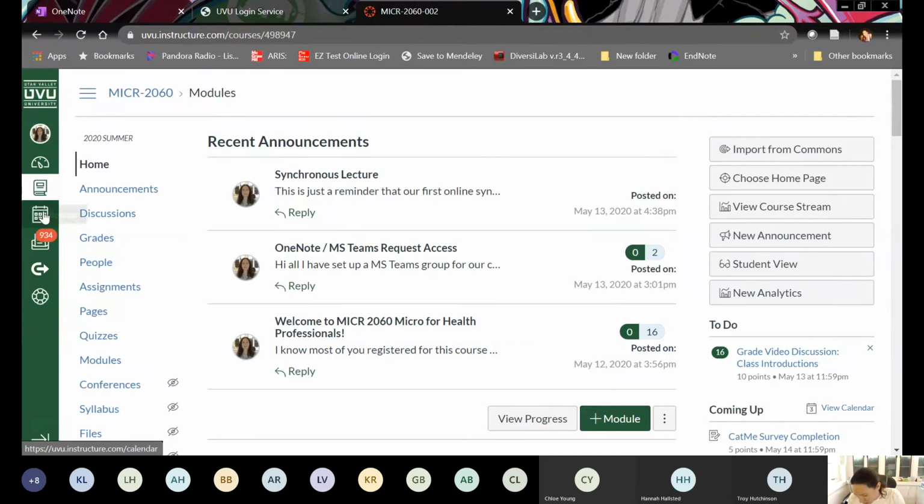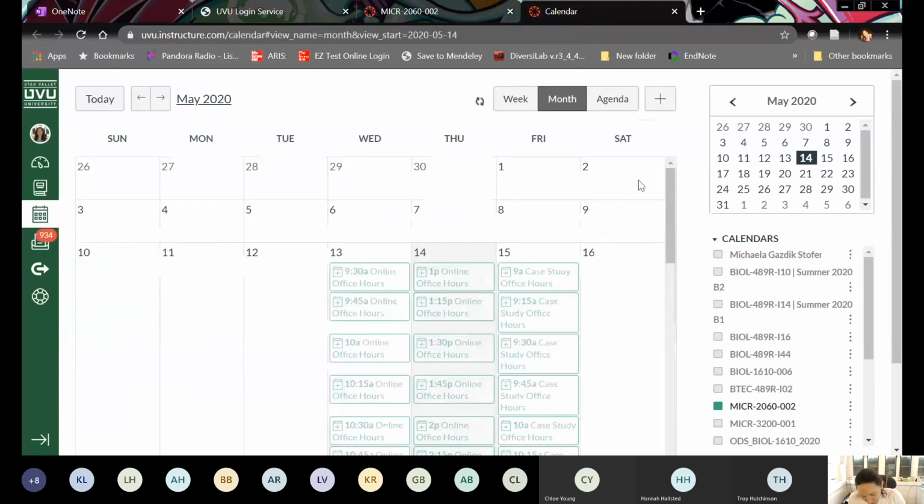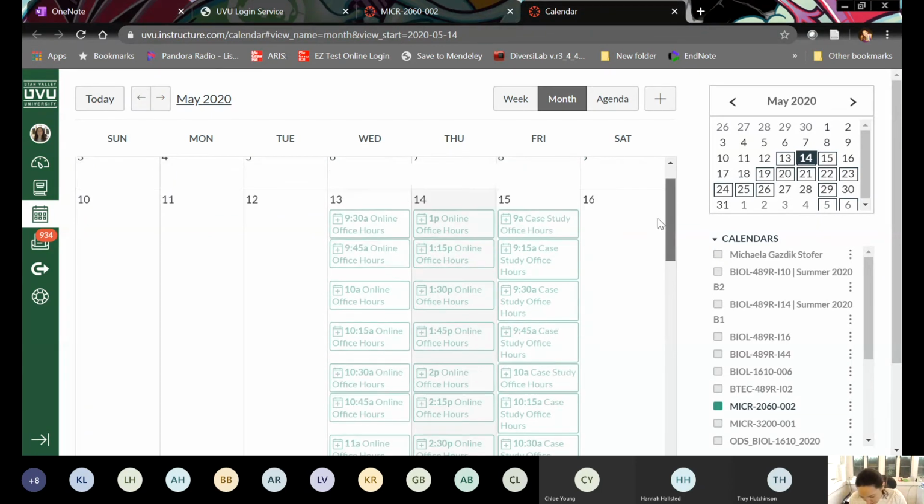Okay, so here's our Canvas page. What you want to do is go to the actual calendar for Canvas. So over here on the side, you'll go to the Canvas calendar. In the calendar, I've got Micro 2060 up. What you will see is all these little online office hours spots. When I highlight over them, they say unreserved. That's because no one signed up for them.